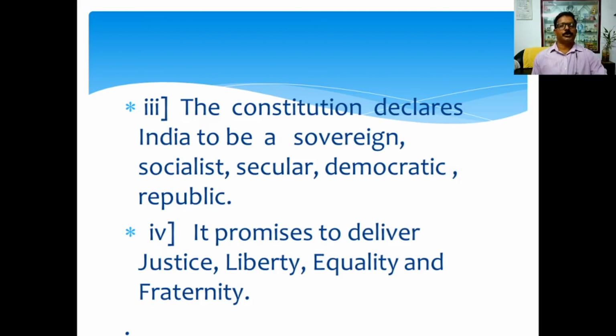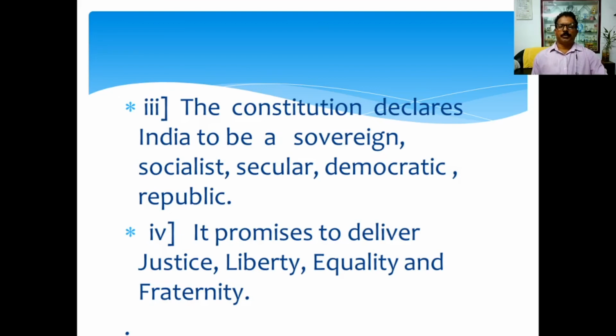India is a democratic country. Democratic means people can choose the representatives. So there are free and fair elections. A republic means where the head of the state is elected by the people. India is a republic where the president is elected by the people, maybe directly or indirectly. In India, the president is indirectly elected.